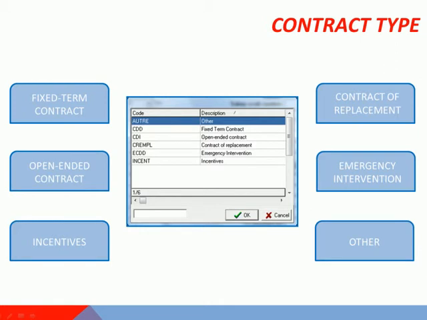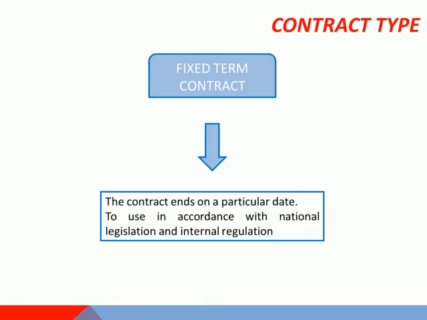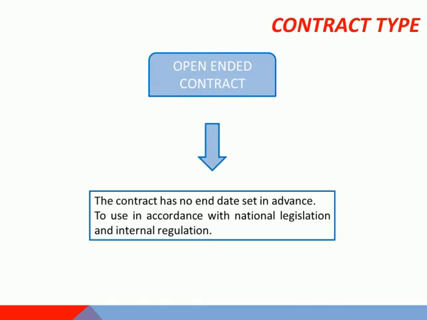We have then 6 different types of contracts. Fixed-term contract, a contract ending on a particular date. We have open-ended contract, a contract with no end date set in advance.